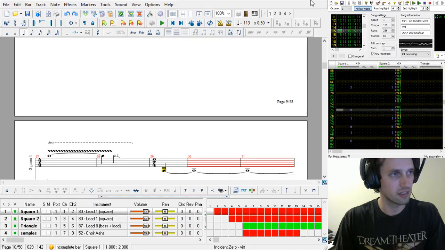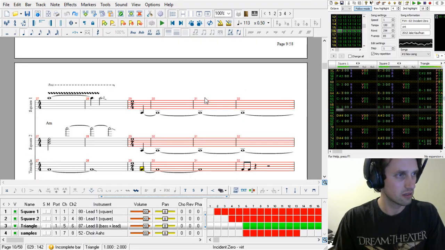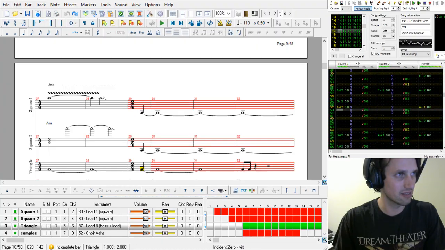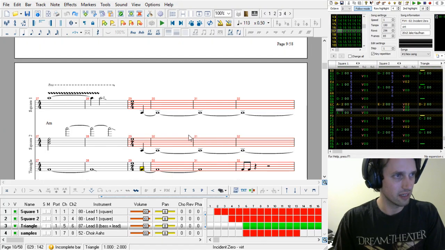Oh no, I just realized what I did. My undo history doesn't go back that far. That's terrible. Okay, never mind. We're gonna fix this real quick.